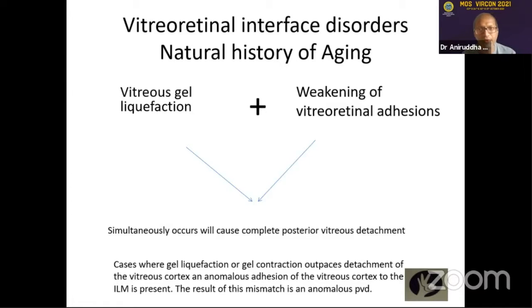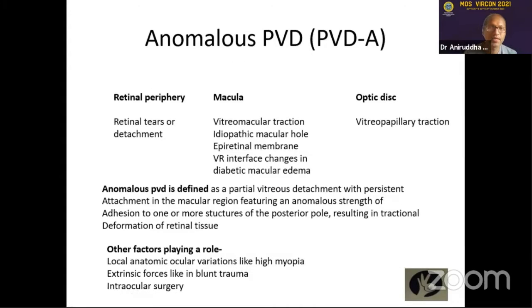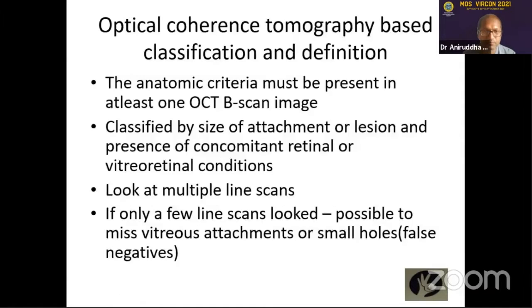So vitreous gel liquefaction and weakening of the vitreoretinal adhesion that we saw in this video, wonderfully demonstrated, cause complete PVD, and liquefaction results in the mismatch and causing of anomalous PVD. In the retinal periphery, this results in vitreoretinal interface disorders of tears and detachment. At the macula, VMT, macular hole, ERM, and other changes related to diabetic macular edema. And at the optic disc, we can have vitreopapillary traction.